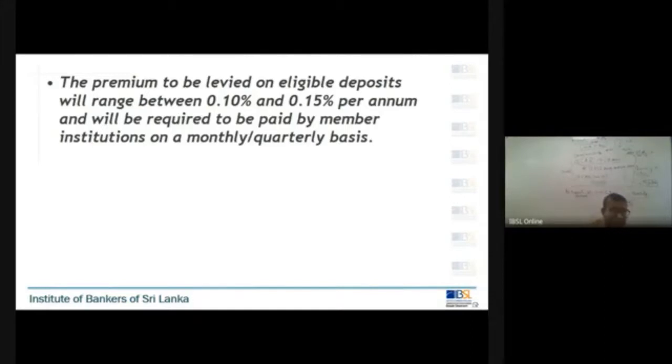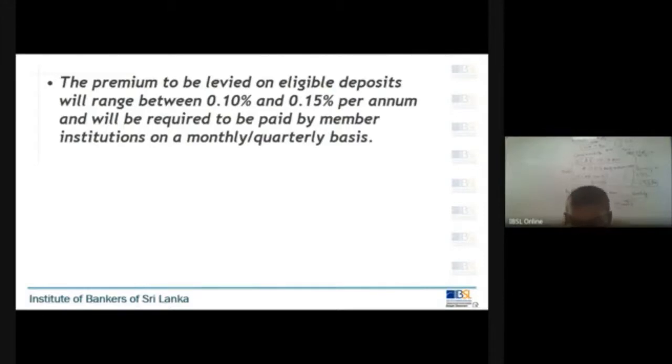Suppose your bank has more than 14% CAR, so you calculate your total deposit by about 0.10%. And you have to pay the annual figure, so you make it to 3 months, and then you pay. For finance institutions, that means finance companies, how much do you need to pay? Monthly you need to pay 0.15 from your eligible deposits.